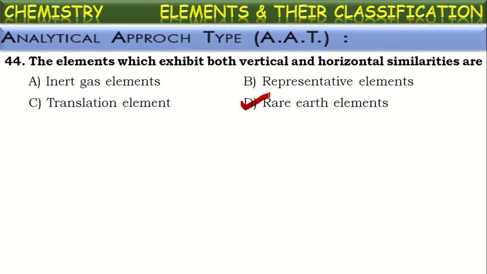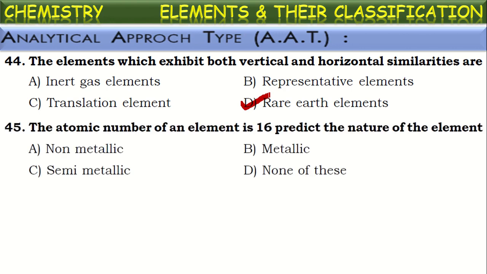These elements, around 15 elements including lanthanum, all belong to the same group and same period. They belong to third B group, that is third column, and they belong to sixth period also. All the elements will come under same group and same period. So they exhibit similar properties because of the similar sizes. So they are rare earth elements.